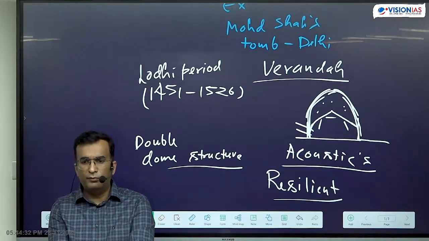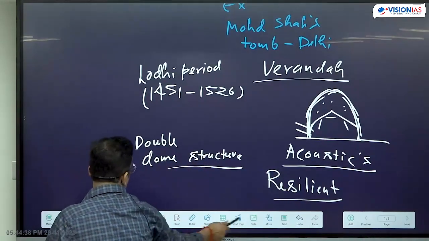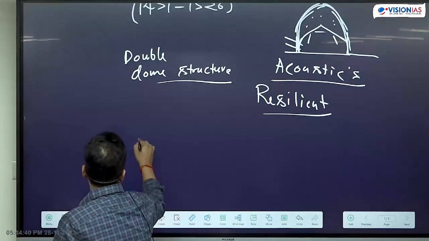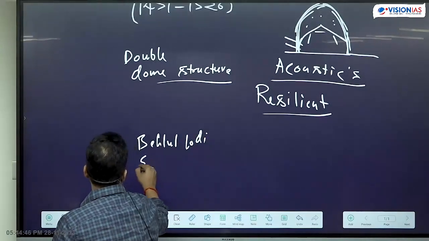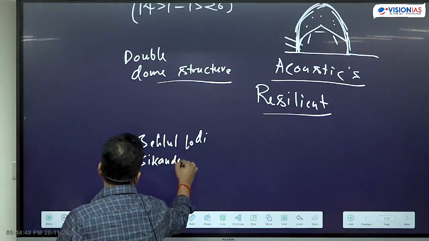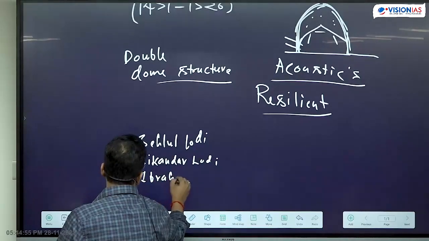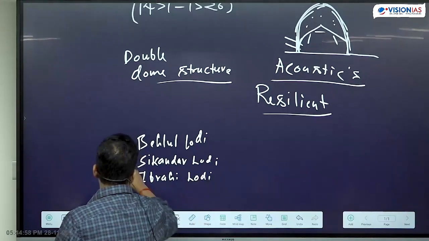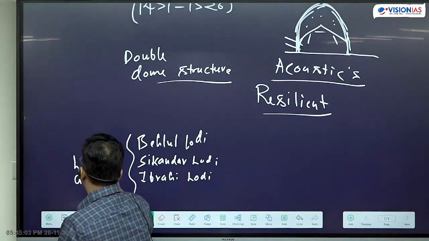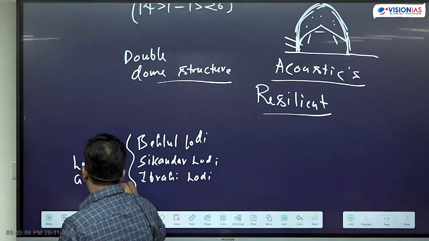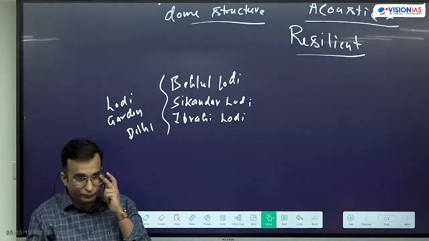Tomb of Behlul Lodhi, Sikandar Lodhi, and Ibrahim Lodhi, and all of them is in Lodhi Garden, Delhi. And even this garden was also planted by them. Done.